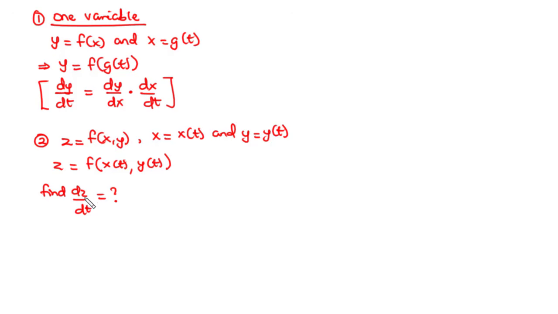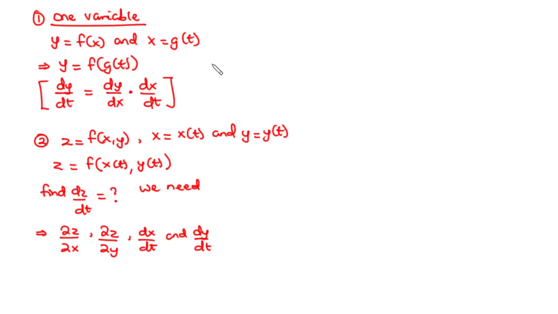And to find dz dt, we need four components. We need the partial derivative of z with respect to x, the partial derivative of z with respect to y, the first derivative of x with respect to t, as well as the first derivative of y with respect to t.